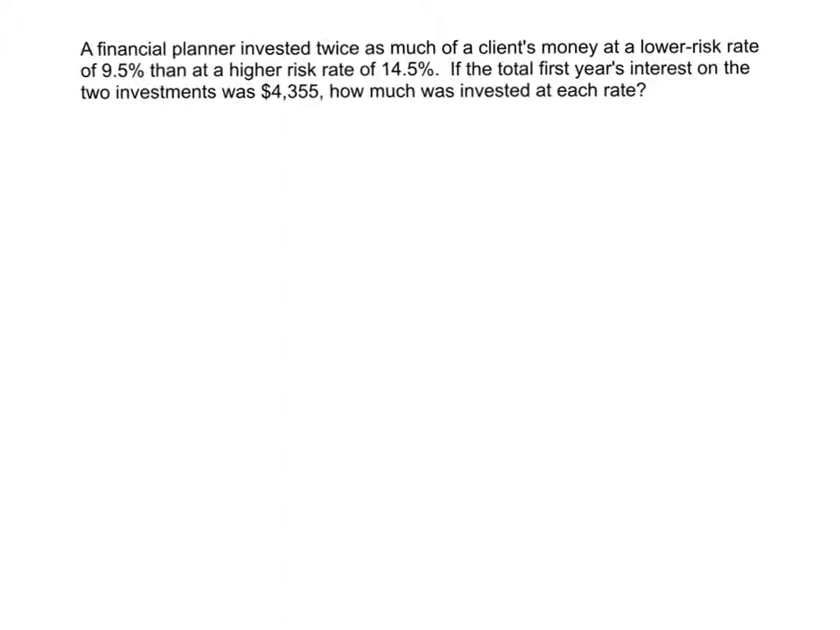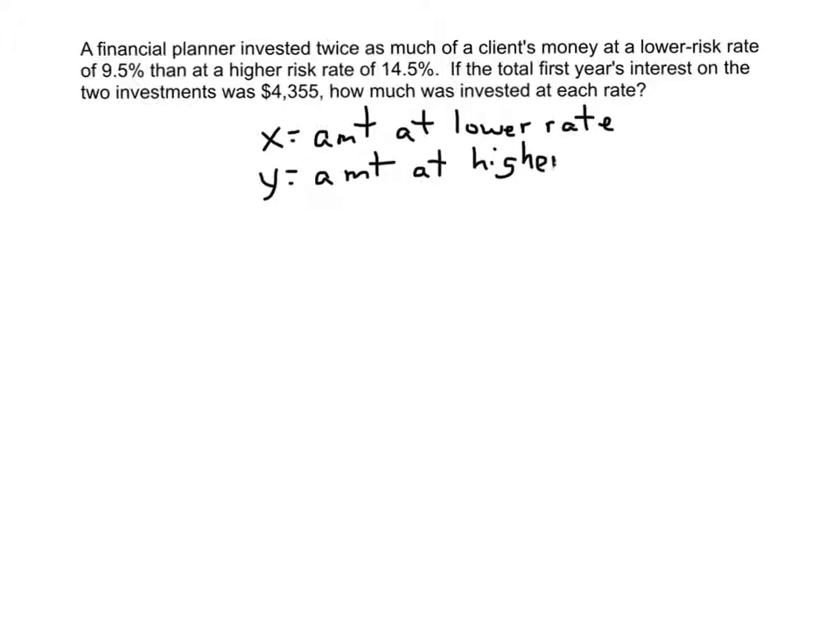Okay, hopefully you've been able to go through and solve this particular problem. If I were going to do this, I might say that x is equal to the amount at the lower rate. Now, I don't know if you did that or not. You could certainly say x is the amount at the higher rate. If so, you'll end up with the same answer at the end, but you'll get to it a different way. If I say x is the amount at the lower rate, I'm going to say y is the amount at the higher rate. And then I need to come up with my two different equations.